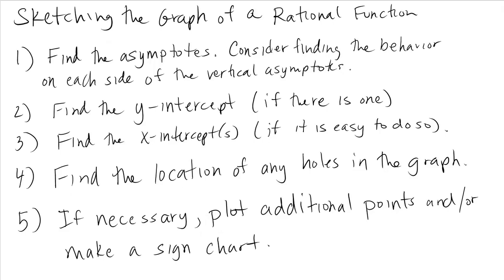First thing I would do is find the asymptotes. I would use dashed lines to indicate where those asymptotes are, and for any vertical asymptotes I might consider finding the behavior on each side.